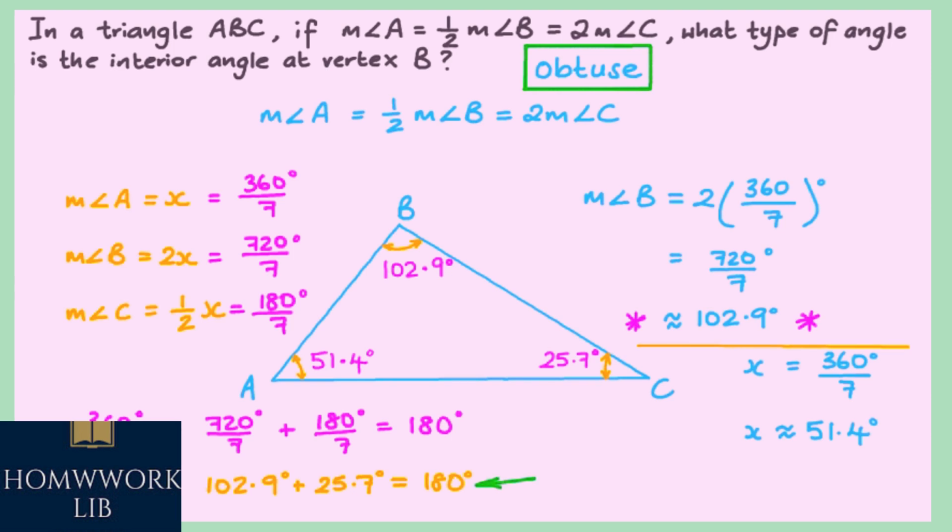Adding up these values would indeed give us the angle sum of the triangle, which is 180 degrees. Although if we use the decimal approximations, we may not always get a completely round value of 180 degrees simply due to the rounding errors. As a final check of the values, we can check that they do have the original relationship between the values that we were given, that the measure of angle A equals 1/2 times the measure of angle B equals 2 times the measure of angle C. And these do, which confirms the angle measure for B, and that the type of angle is an obtuse angle.